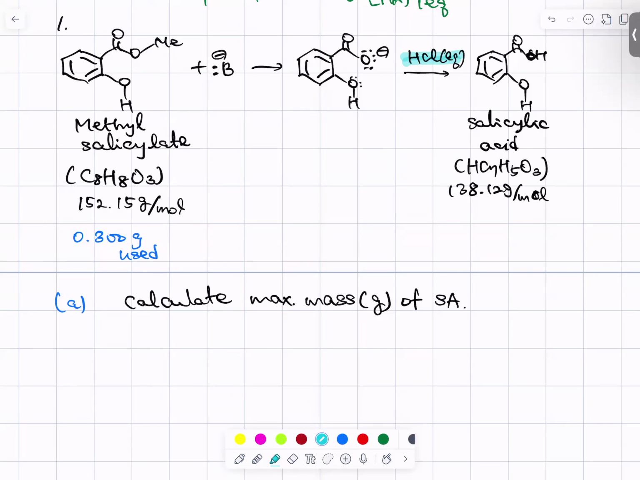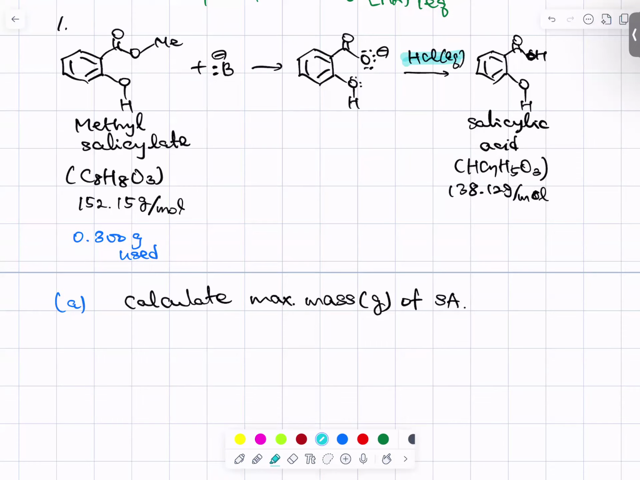This salicylic acid is an ingredient, a precursor to make aspirin, our anti-inflammatory non-steroid drug. This reaction is frequently used in organic chemistry. Anyway, this is a process we use to produce aspirin, part of the reaction. Okay, now let's look at problem number one.